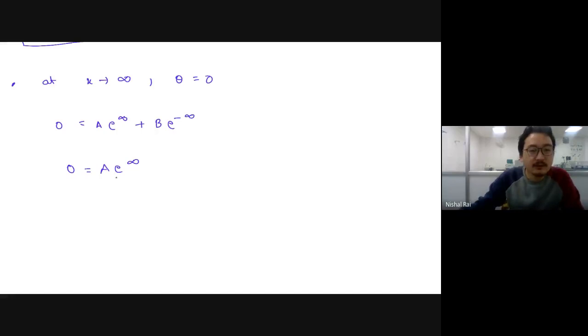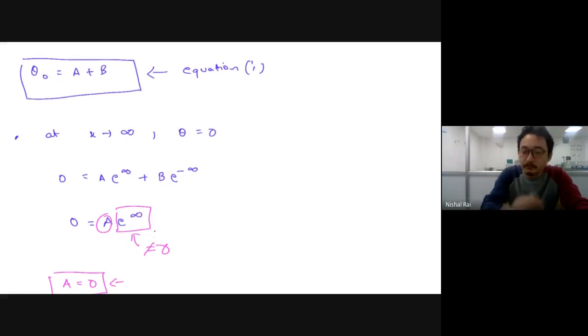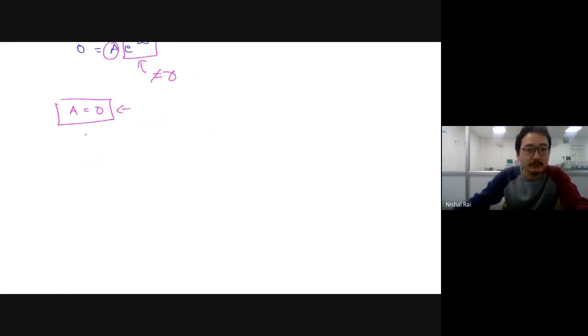This one. So which means you can see that e to the power infinity is not 0. And the only quantity that could be 0 is here, basically A. So A equal to 0 is here one of the second equation. Now you have two variables and two equations. You can solve for each of these to get the values of the two constants. So your first equation was A plus B equal to theta 0. And your second equation is this. Now substituting this over here, you'll get what? B equal to theta 0.